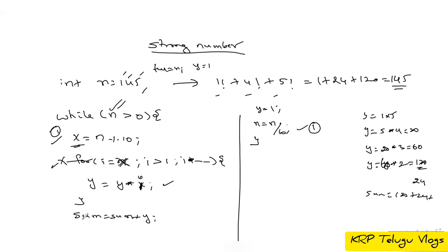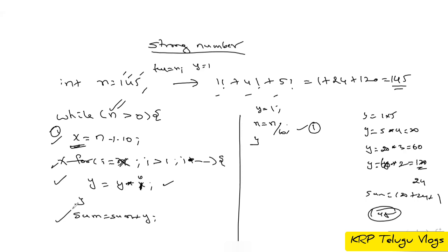So now what you will do? Sum is equal to sum plus y. So that is 1. So what is the value? 145. Is that clear? Yes, sir. Just note down the scenario, I'll tell the program. Here we are just extracting the digit, finding the factorial and adding that to sum. That's it.